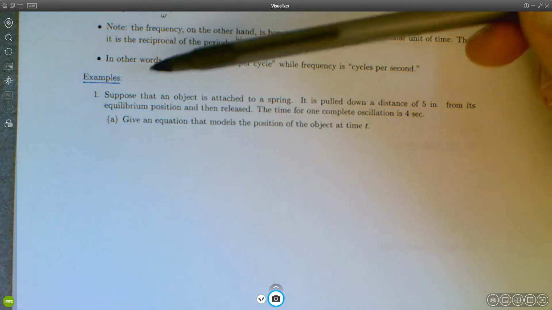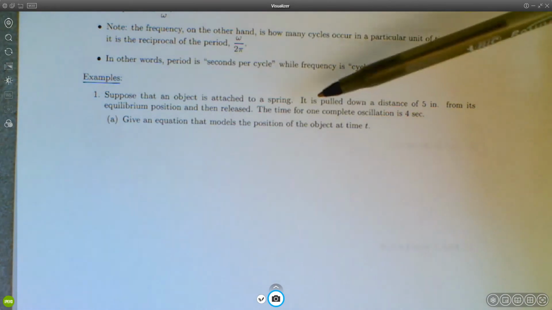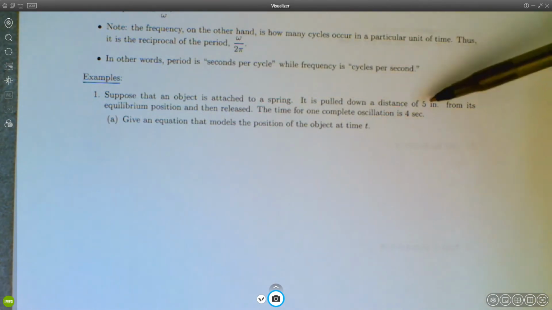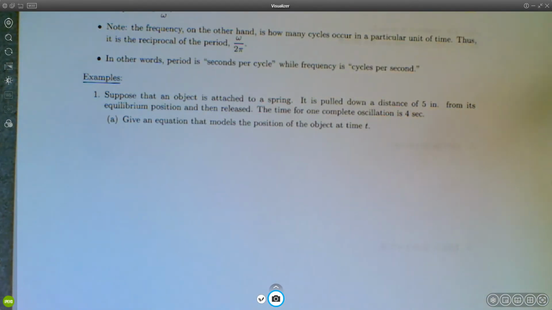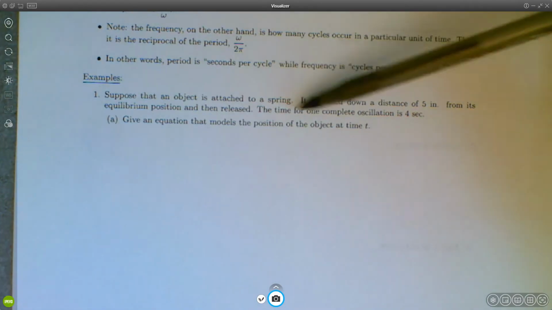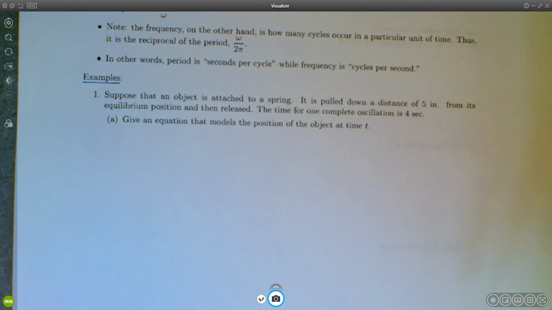But anyway, suppose that an object is attached to a string. It is pulled down a distance of 5 inches from its equilibrium position and then released. The time for one complete oscillation is 4 seconds. Oh, that's so slow. How could that even possibly be true? There's no way, right? What spring takes 4 seconds to complete one oscillation? Anyway, we'll go with it though. It says, give an equation that models the position of the object at time t.